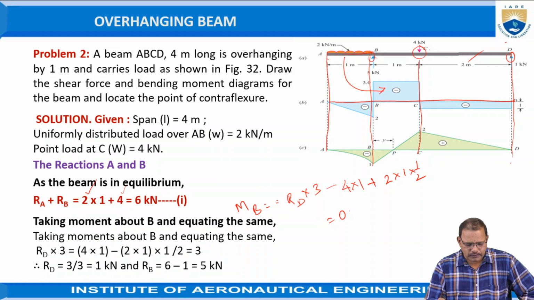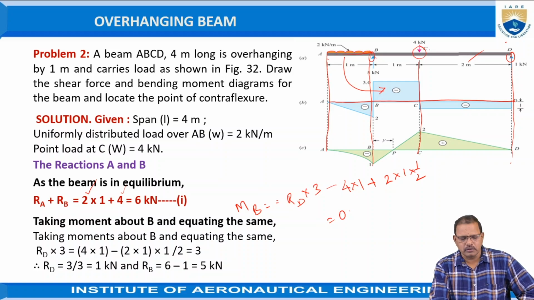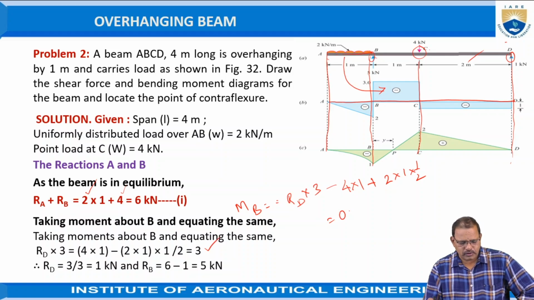So from this relation, RD into 3 is equal to 4 into 1 positive minus 2 into 1 into 1 by 2, which is equal to 3. RD is equal to 3 by 3, which is equal to 1 kilonewton. That is the reaction at D is equal to 1 kilonewton. But we have RA plus RB equal to 6, and so the reaction at B is equal to 5 kilonewtons.